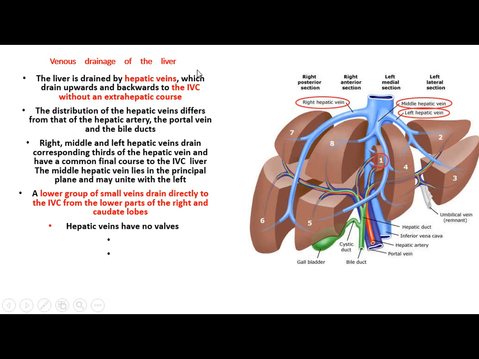Venous drainage of the liver. The liver is drained by the hepatic veins. As we said previously, this is the right, this is the middle hepatic vein, and this is the left hepatic vein. The hepatic veins, as we see in this picture, differ from the course of the portal vein, hepatic artery and biliary drainage. It's completely different. And a lower group of small veins drains directly, as we see in the caudate lobe. A small group of veins will drain directly to the inferior vena cava here.